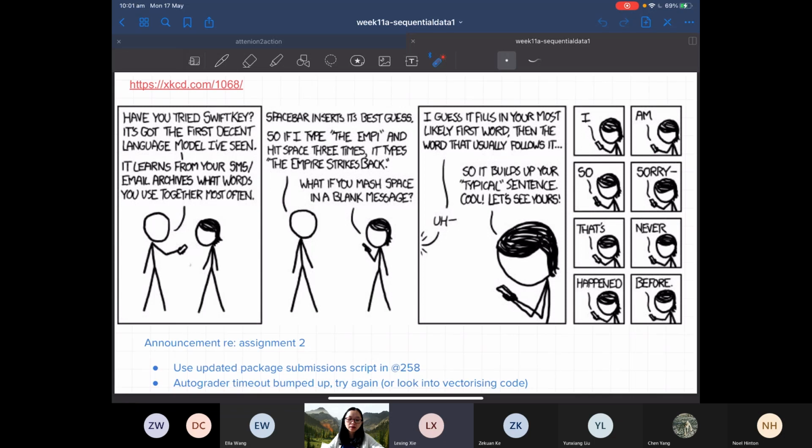Before we start, there are 2 updates related to assignment 2. For those of you who are still working on it, there's an updated package script fixed by a student. It's basically recursively zipping the files where the original script wasn't. And then the autograder timeout is bumped up. So if you are vectorizing your code properly, it shouldn't take more than 10 or 20 minutes. But if you haven't, it's probably not worth vectorizing now if you're in a crunch to finish it.